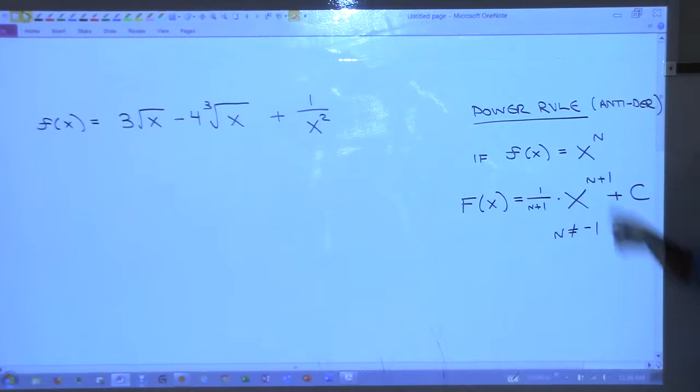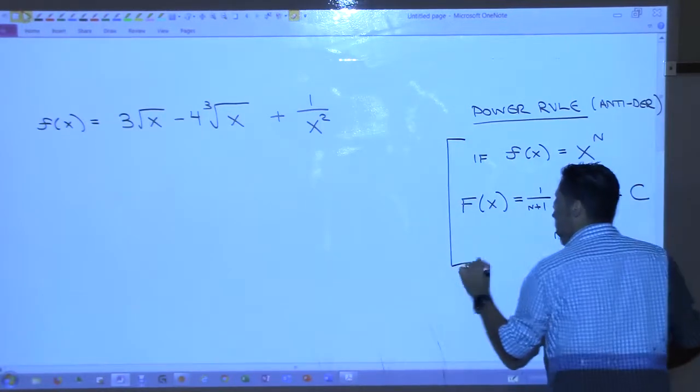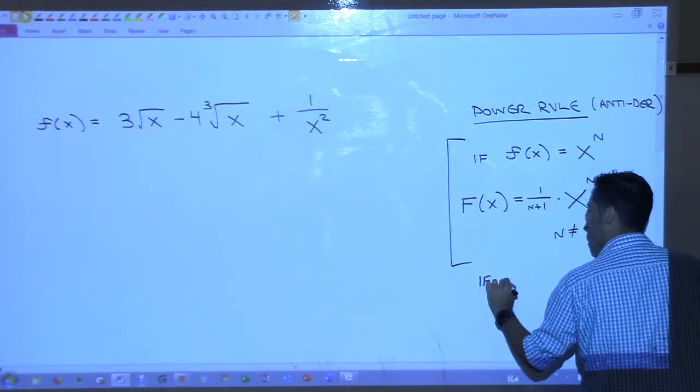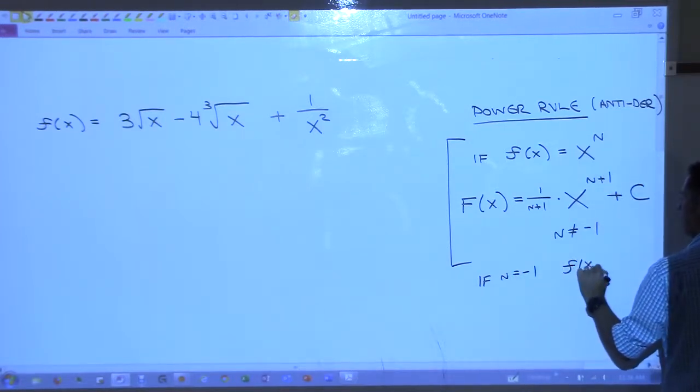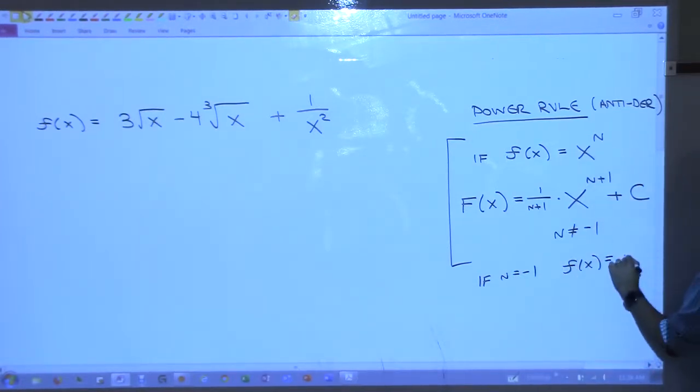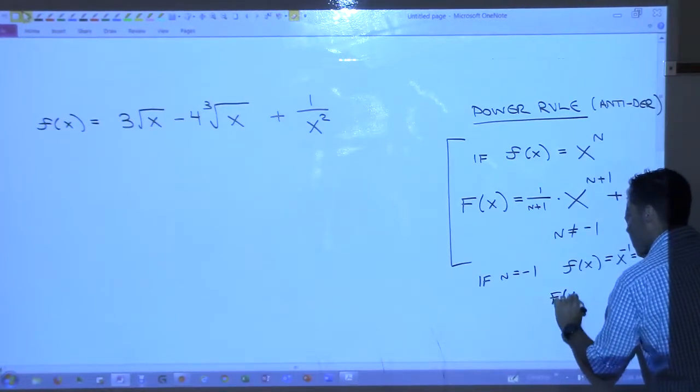Agree? But that's okay, because what if n was -1? Then what's the function we're looking at? It's x to the -1, which is 1 over x. And didn't we already talk about what the antiderivative of this is? It's natural log of x, right? So we have all bases covered.